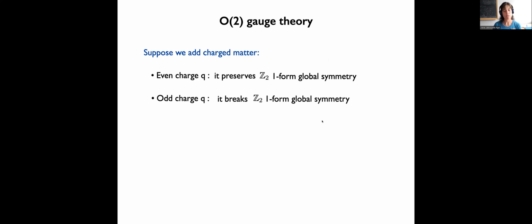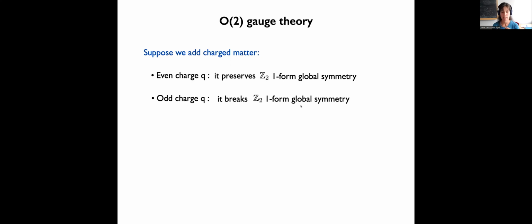Good. So now let's add matter and see if we can recover this one-to-one correspondence between a complete spectrum and no global symmetries. Suppose that we add charged matter. If we add matter of even charge, this is going to preserve the C2 one-form global symmetry, so nothing happens. That's not enough, so I need to add more things. If I add odd charge, this is going to break the C2 one-form global symmetry.